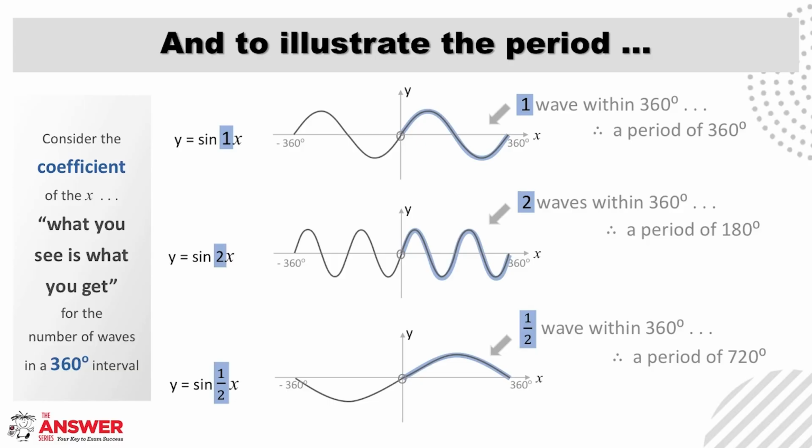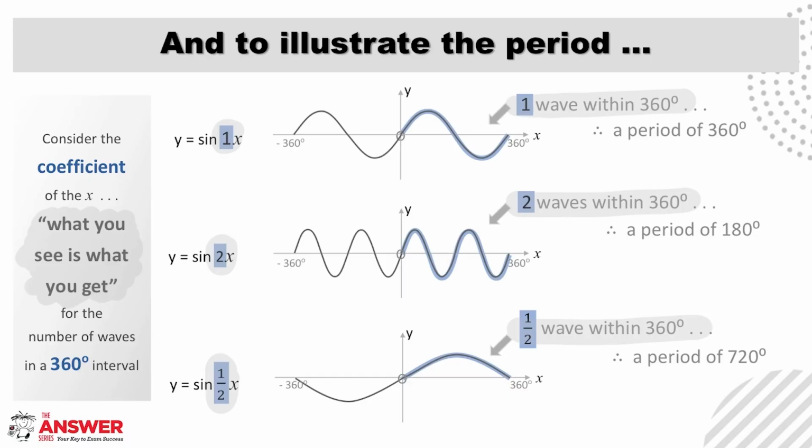Then if we look at the graph of y equals 2x, this has two waves on this interval, and the graph of y equals a half x has half a wave. It is maybe fun to remember this as what you see is what you get when considering the coefficient of the x, but it is always a good idea to ground your knowledge in solid understanding.